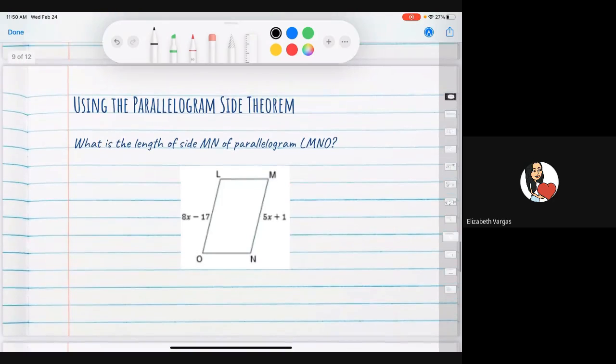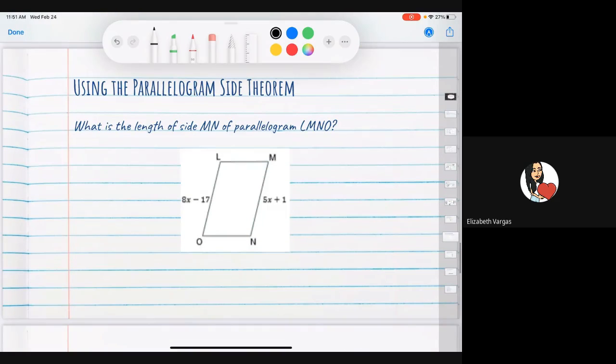So what does that mean? What kind of problems can I solve when I use that? Well, I can find the missing side length, or the length of side MN of parallelogram LMNO. What do I know about MN? I'm given an equation for it, but not an actual value. Well, what do I know? I know that its opposite side is congruent, and because opposite sides are congruent, I can put those equal to each other.